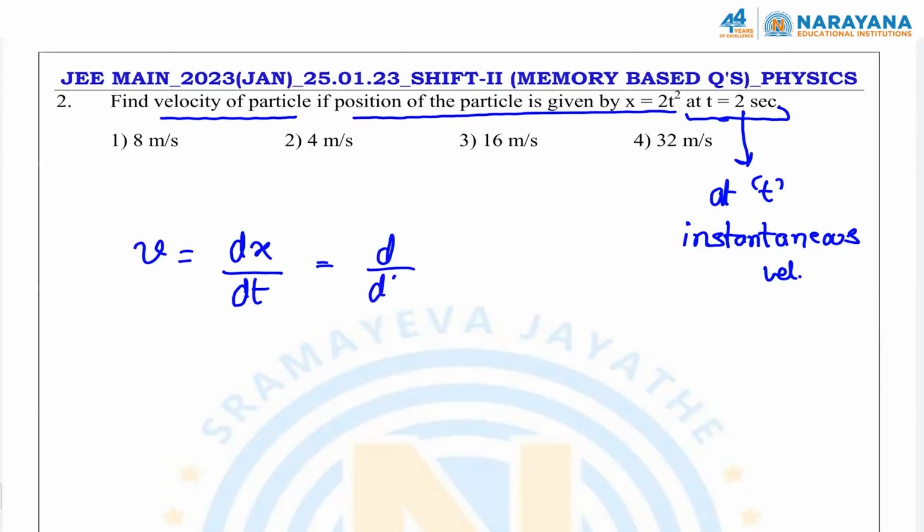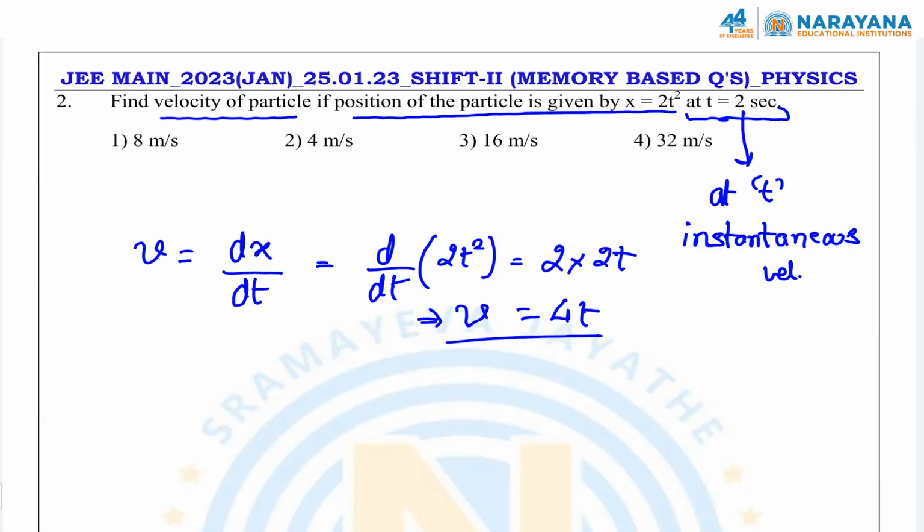So d by dt of 2t squared, and this will be 2 times differentiation of t square, that is 2t. So 4t. So the velocity is 4t. Now put t equal to 2 seconds. So 4 into 2, that is 8 meter per second. So 1 is the correct answer.